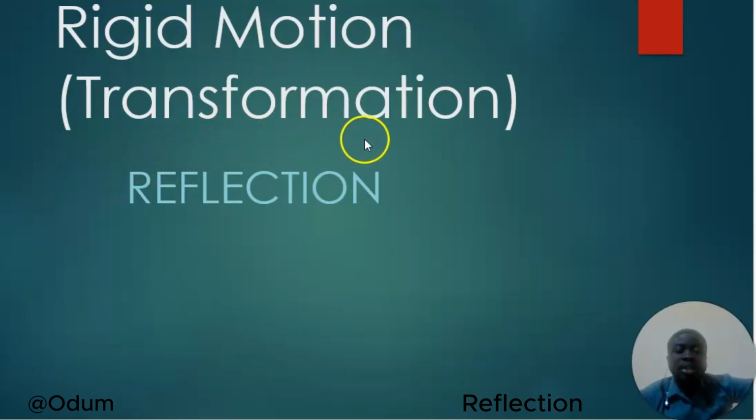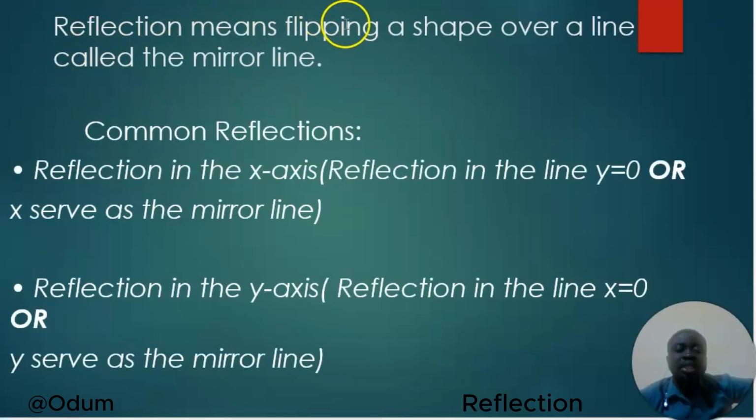Now, the transformation we are going to look at today, our first transformation, is reflection. Now, how do we do reflection? Let's see. Reflection means flipping a shape over a line called the mirror line.